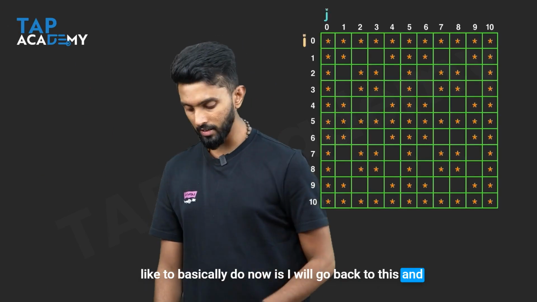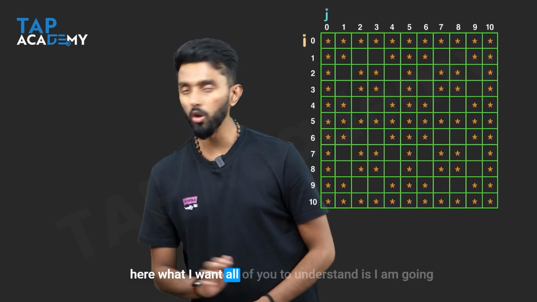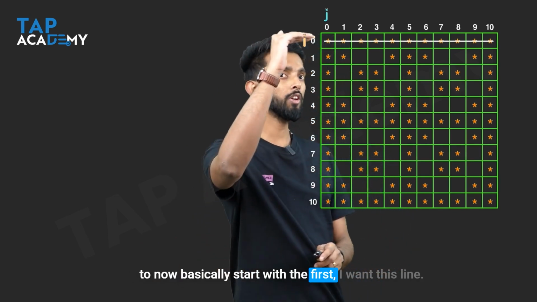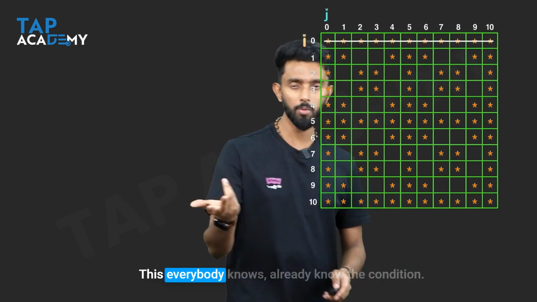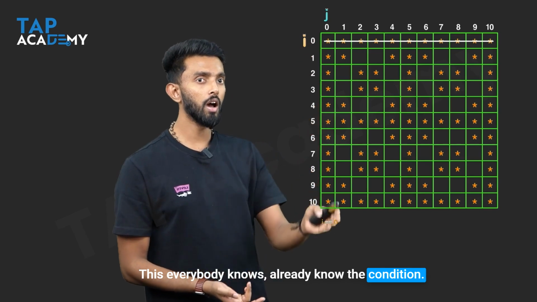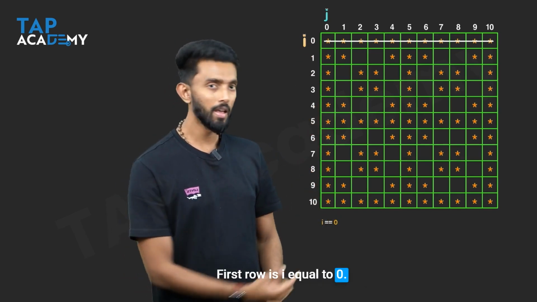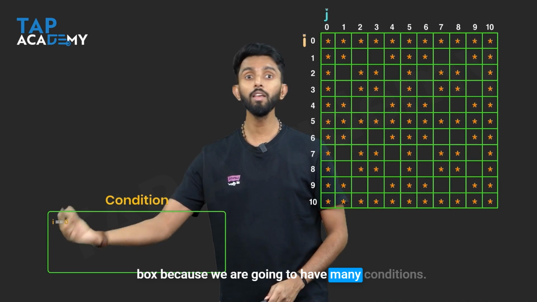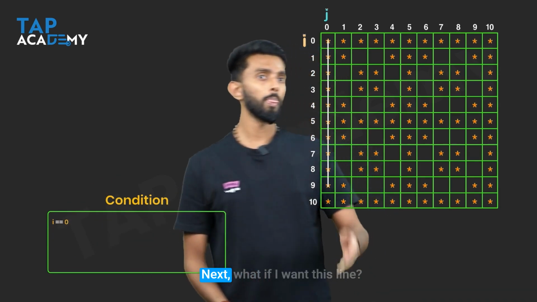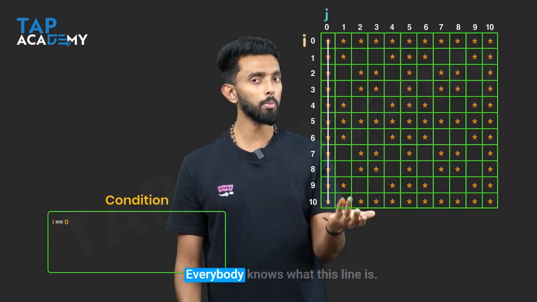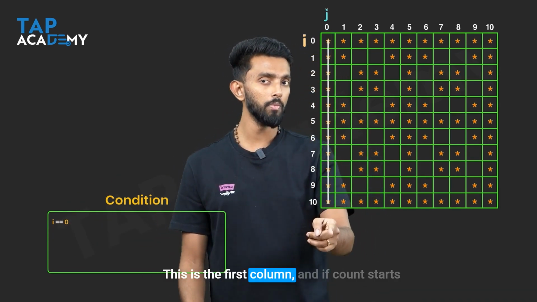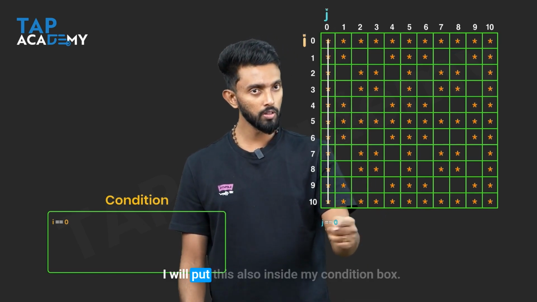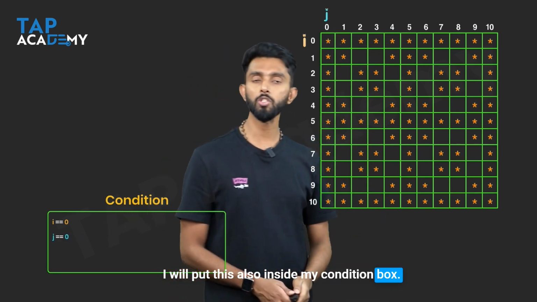Now that you understood this, I will go back to this, and here I am going to start with the first line. Everybody already knows the condition: the first row is i equal to 0. I'll take this condition and put it inside this condition box, because we're going to have many conditions. Next, what if I want this line? Everybody knows this is the first column, and if count starts from 0, it is nothing but j equal to 0. I'll put this also inside my condition box.